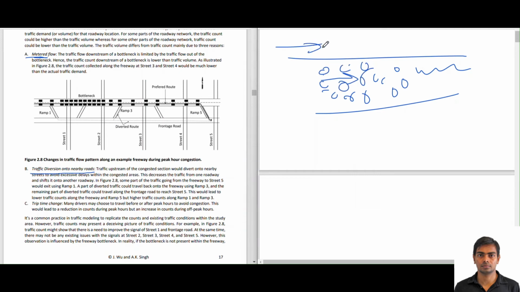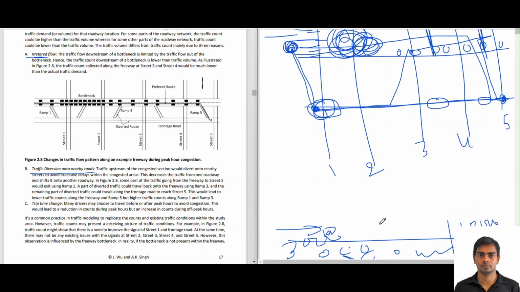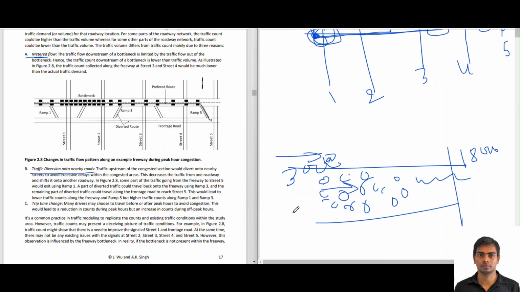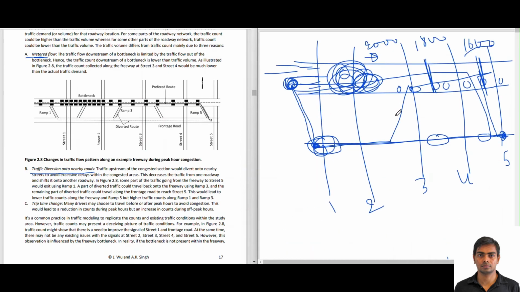So the demand was 3000 vehicles, but we are observing the flow of, let's say, 1800 vehicles only, because they are stuck, they are still waiting to move. That's called metered flow. Then second one is diversion. If there is an alternate route for these congested vehicles waiting, they might choose to divert somewhere else. Then once the diversion happens, there are extra vehicles that would not be there if this problem is fixed.